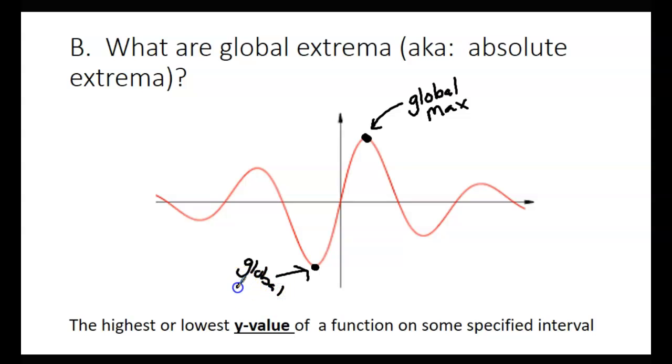Actually, I very rarely see anybody using this vocabulary. I usually see absolute. So that's the absolute max and absolute min. Those are the absolutely highest and lowest points on the graph. Okay.